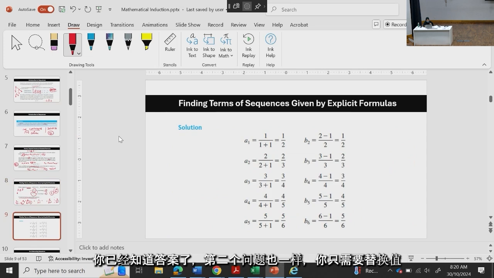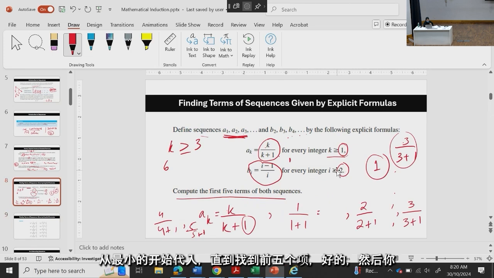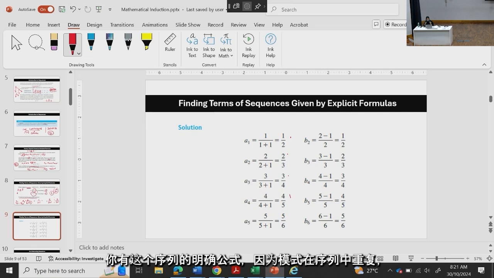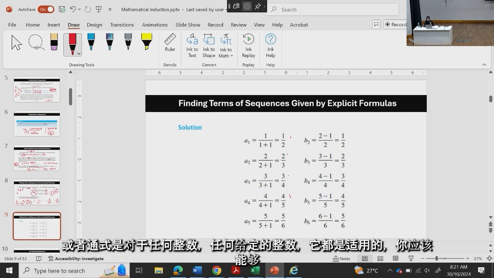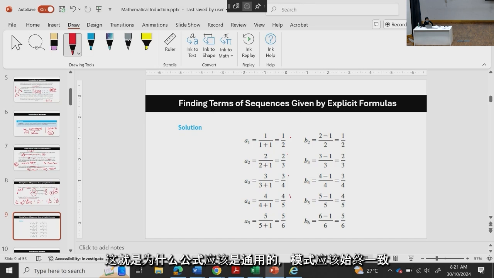And then here you have the answers for that. Same applies to the second one. You just have to substitute values of i starting from the smallest and plug those in until you find the first 5 terms. Okay, and then you will see the pattern. You will be able to note the pattern, which tells you why you have the explicit formula for this sequence, because the pattern is repeating in the sequence. If it is not repeating, then you cannot have an explicit formula. Okay, because an explicit formula or general formula is applicable for any given integer. You should be able to find the value of any given term given the formula. So that is why the formula should be general and the pattern should be consistent throughout the sequence.